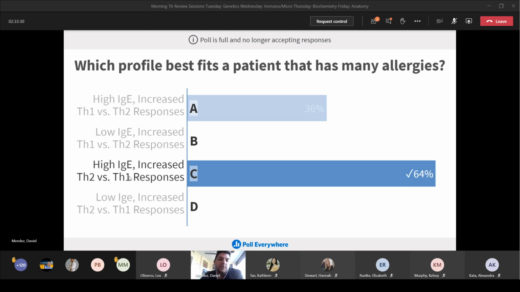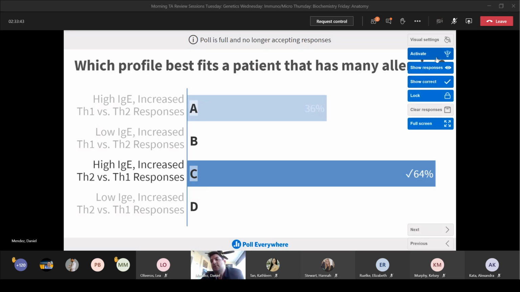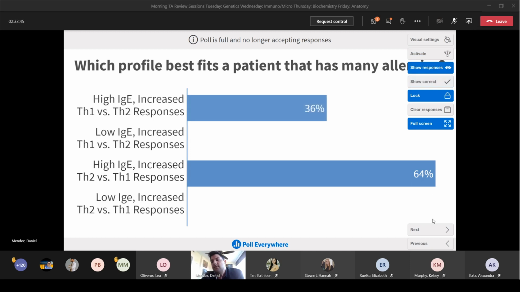If you have a stronger Th1 response, you have a stronger response to viruses and tumor cells. So Th1, as a note, is going to be for CD8 cells. Th2 is going to be for CD4 cells. But we'll get into that, like we said, for next week.